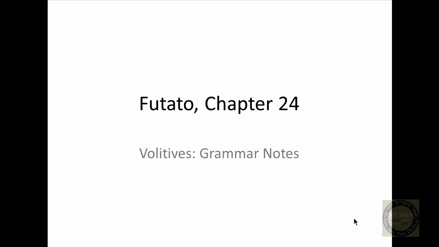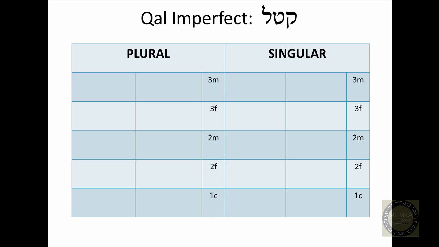These are some grammar notes for Futato chapter 24 over volitives. Now the Qal imperfect, which we have learned in the past, you should have completely memorized by now.